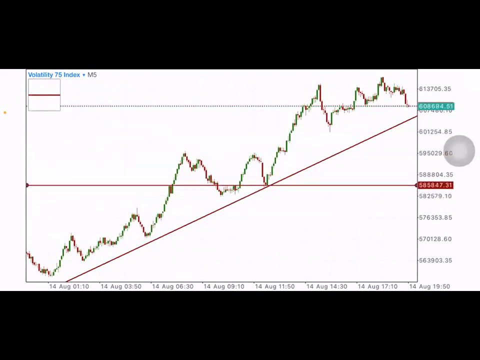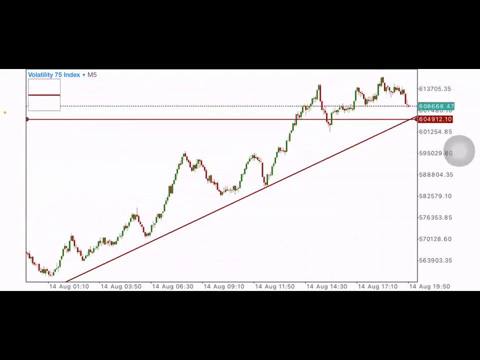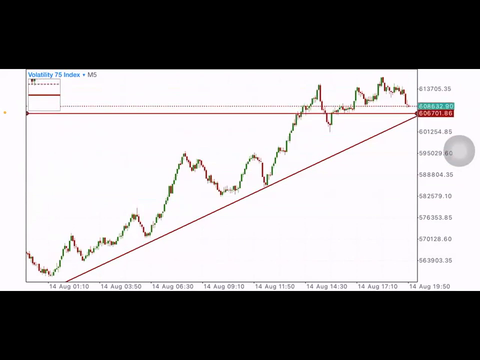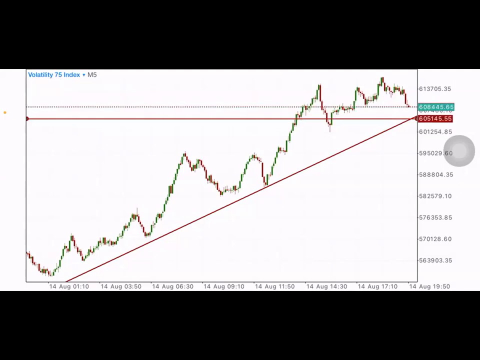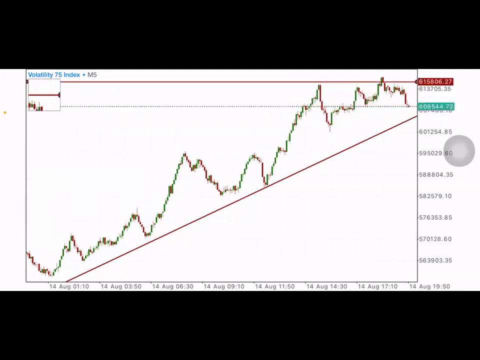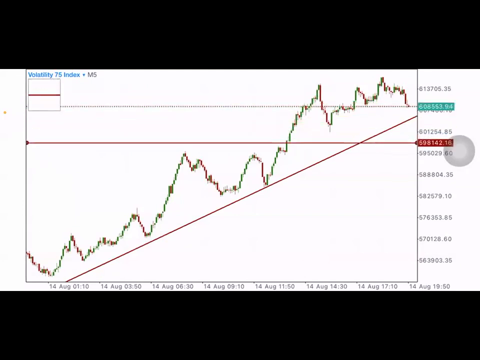For example, you bought somewhere here. Where do you close? Let's say you buy and you hold. When you see at least 3-4 bearish candlesticks forming on the bull, what do you do? Even if you want to hold this thing, if you want to close, make sure you have your stop loss locked.